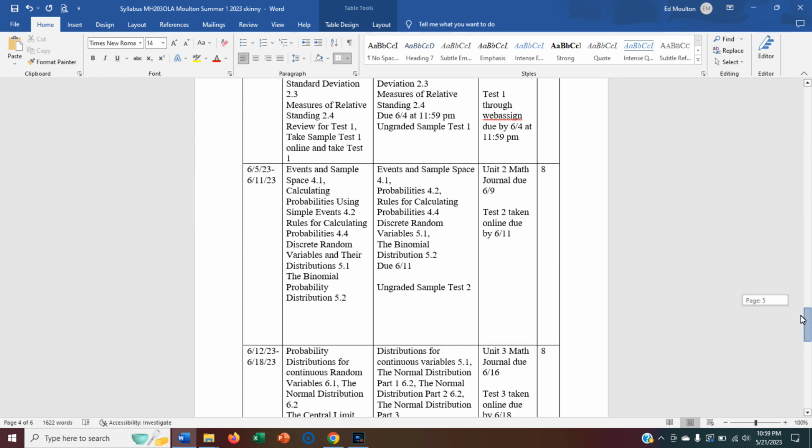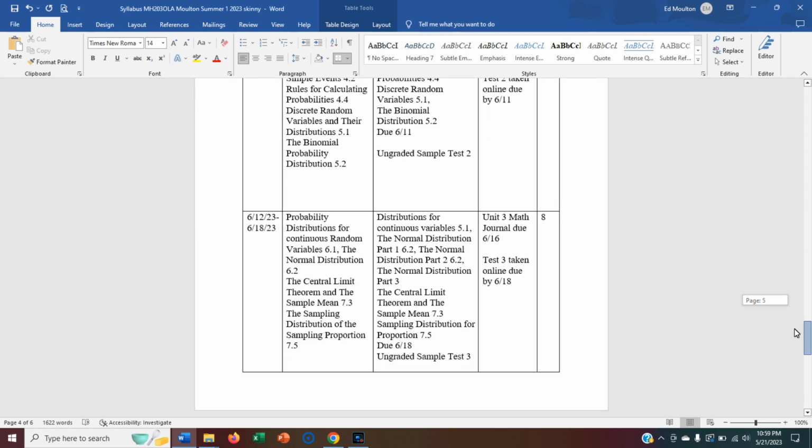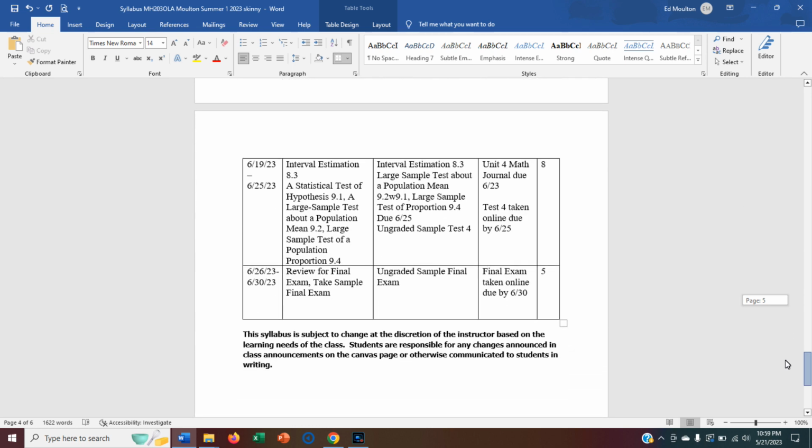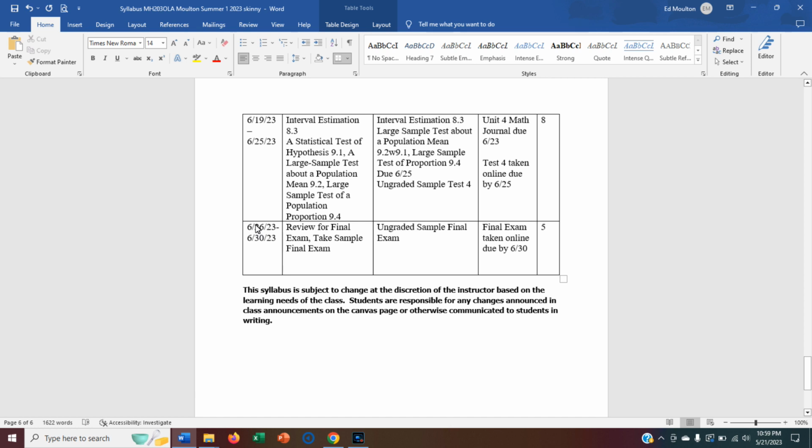As you can see, again, all of the dates are laid out for when everything is due. And then we get to the final exam, where it's a somewhat shortened week. Instead of running Monday to Sunday, it only runs Monday through Friday because the course completes on the 30th.